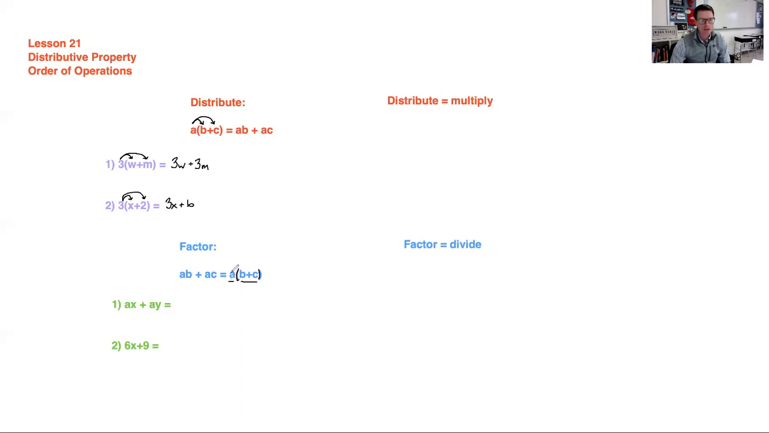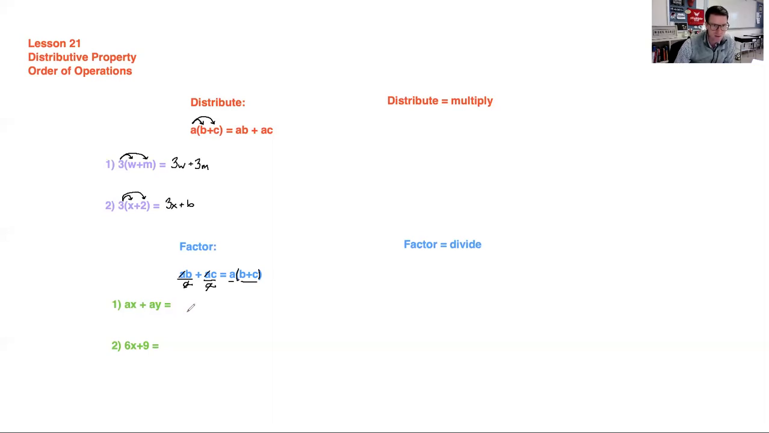So A goes outside, and then what's left over? Well, AB divided by A is just B. AC divided by A is just positive C. So B plus C is what's inside. So try that with these.